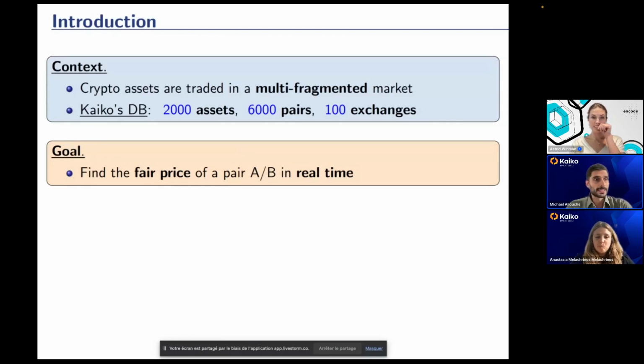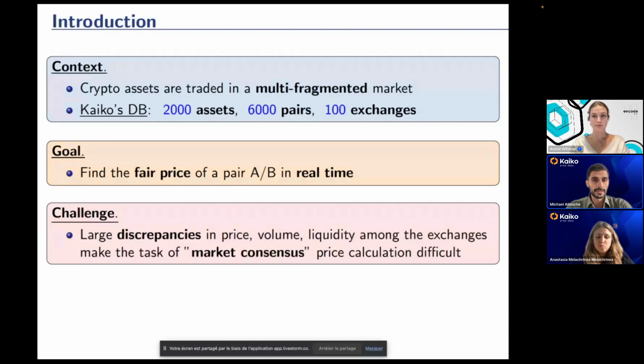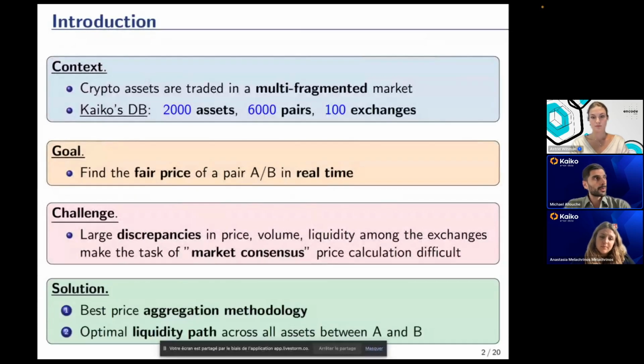The challenge is that there are very large discrepancies in price, in volume, and in liquidity among all the exchanges, which makes the task of finding a market consensus very difficult. So the solution that we propose is first to find the best price aggregation methodology, and second, to find the optimal liquidity path across all the assets to price the pair AB.